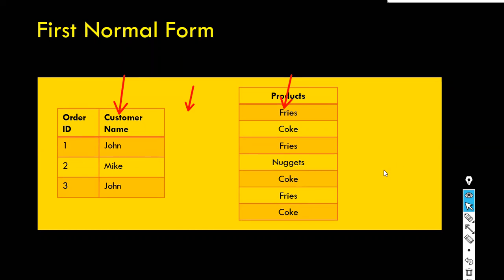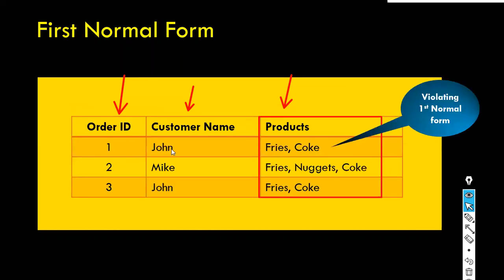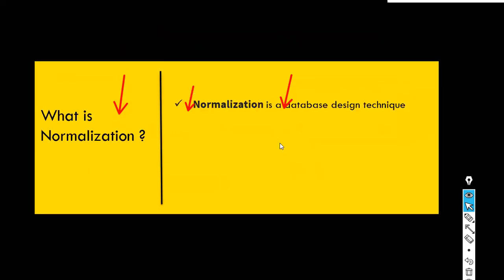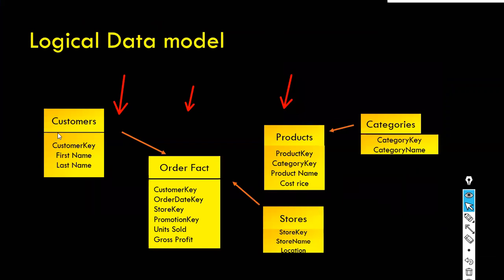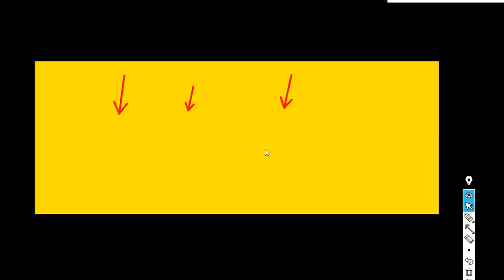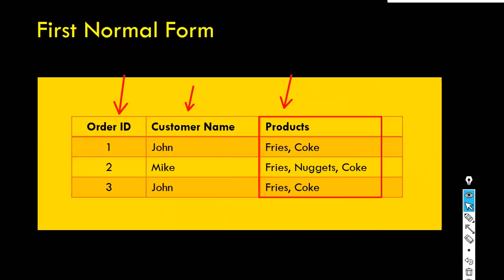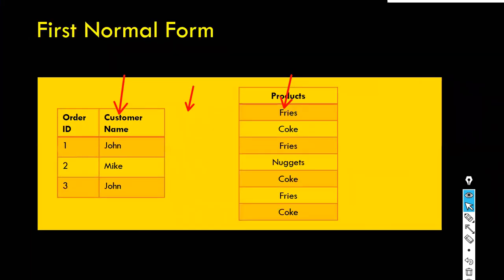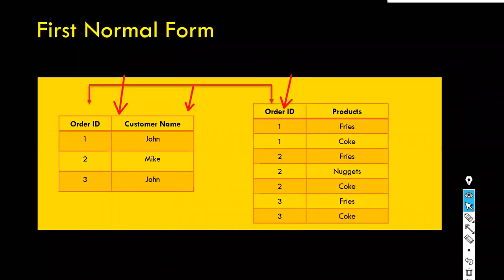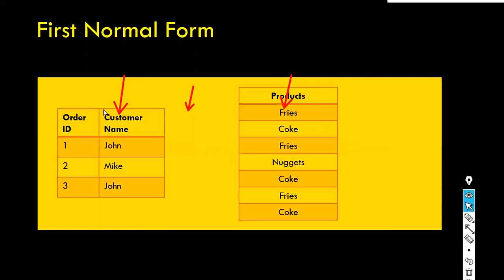Now the question is, we have separated this single table into more than one table. That is what I was talking about here, right? So why can't we store everything in a single table? We cannot store everything in a single table. The reason is it should follow the first normal form, second normal form, third normal form, and so on. So now I split a single table into more than one table.